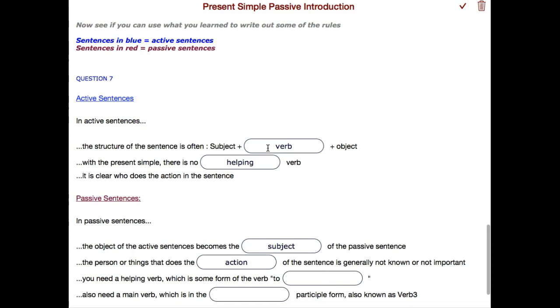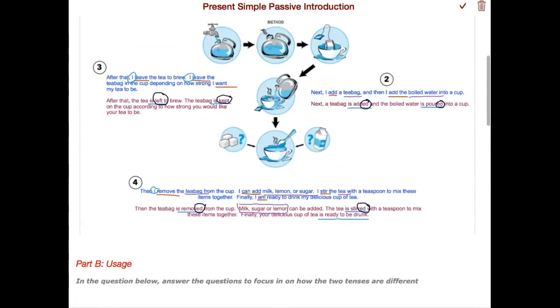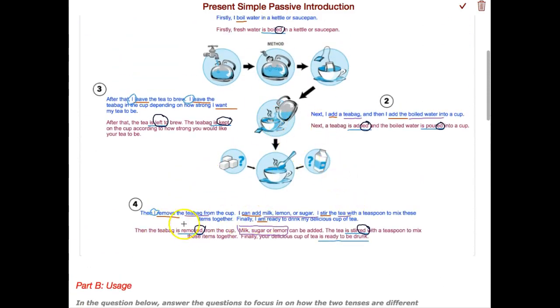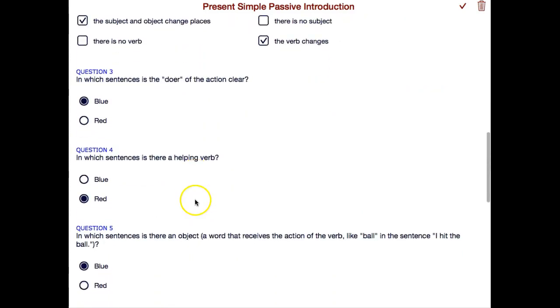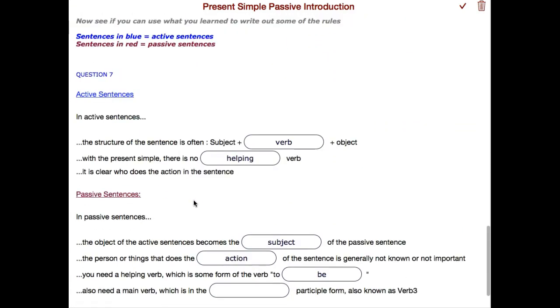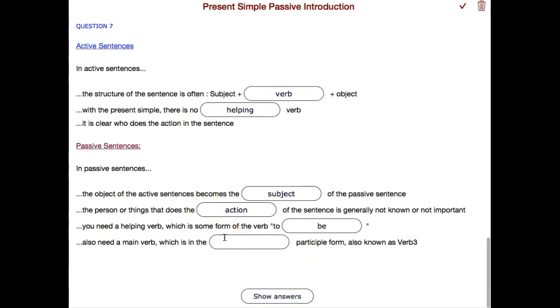If you need a helping verb, which is some form of the verb to be. Okay, remember that's going to look different up here. You've got is, okay, can be. So there's our form of the verb be, and there's our past participle. Is. Okay, you can also use are as well. Usually, I can't think of many situations where you use am, but it might happen. You also need a main verb, which is in the past participle form, also known as verb 3.